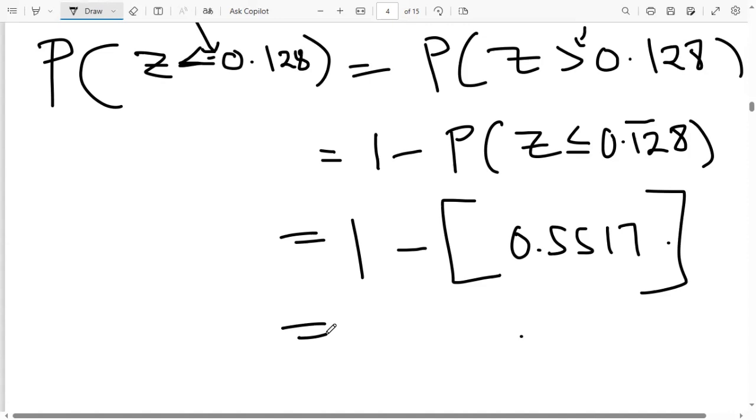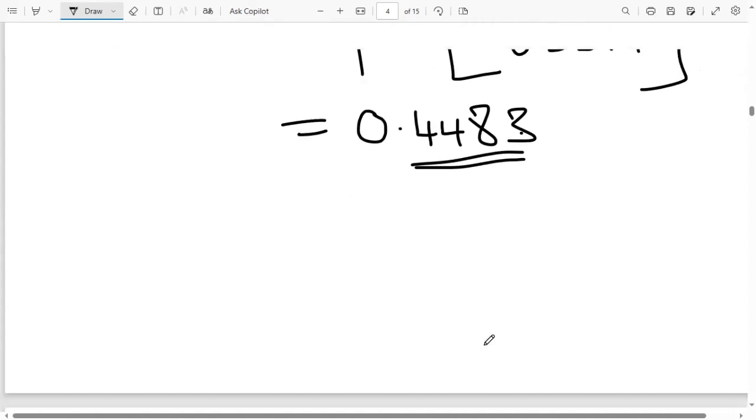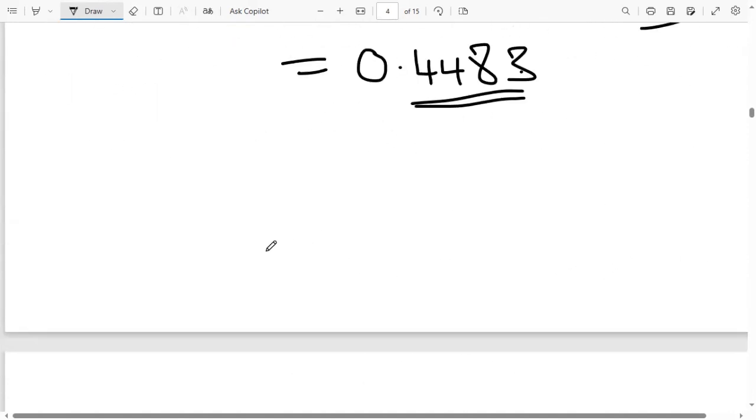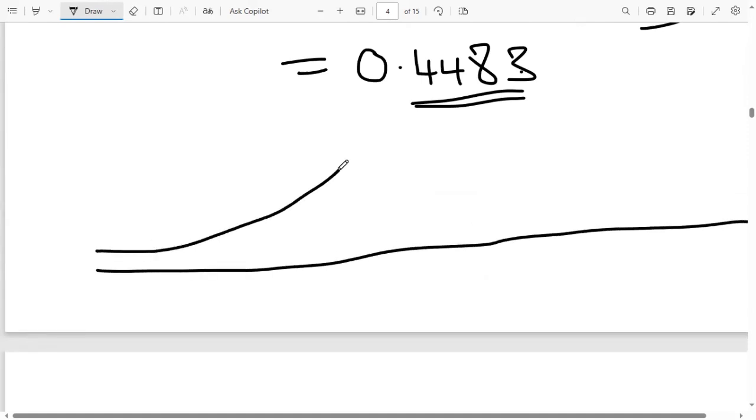Okay, so let's subtract. So we have 1 minus 0.5517. So I'm going to find this as my probability, 0.4483. So this is my probability here. And then let us sketch this probability here. Okay, so when you sketch this probability, it's going to be like this. Okay, so you draw a normal distribution like that.